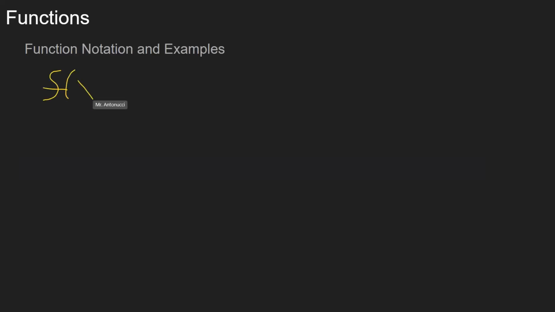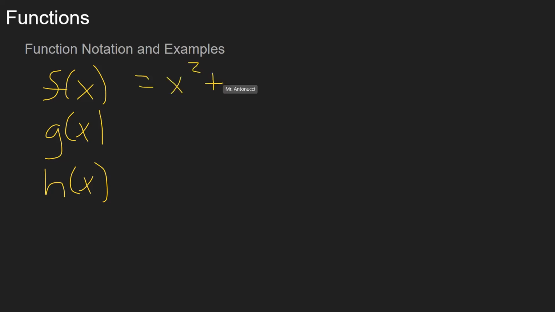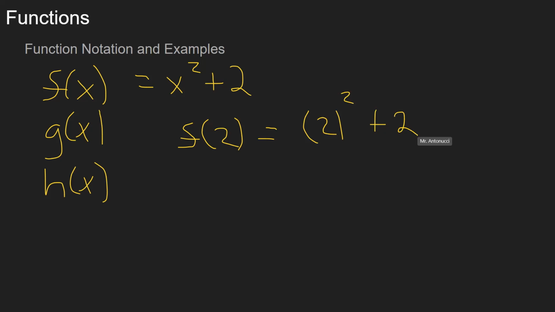So I wanted to look at some function notations and examples. f(x) is our standard notation for functions. Often you'll see g(x) and h(x) used, and other letters as well, but these are the three most common. Often the reason we use different letters is to denote different functions. So let's say f(x) equals x squared plus 2. If I wrote f(2), that means evaluate the function f when x is 2. So you substitute 2 in for x and simplify. 2 squared is 4, and 4 plus 2 is 6.